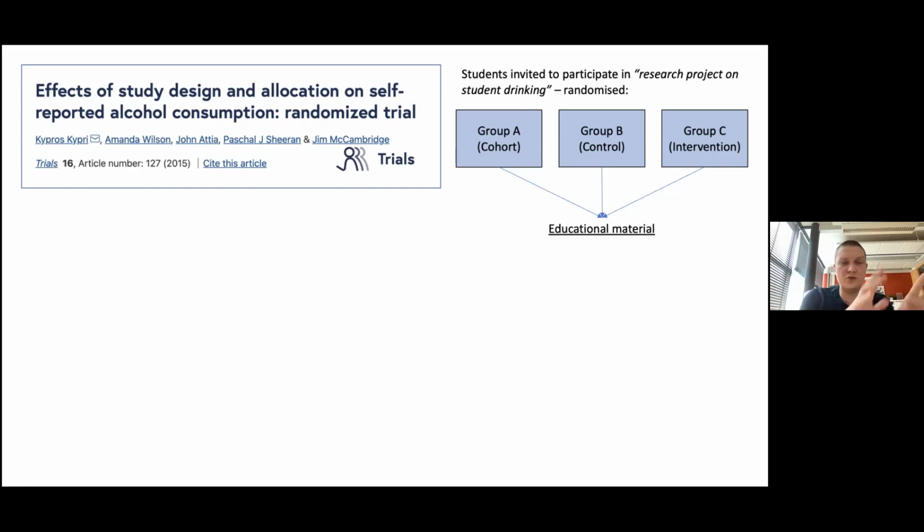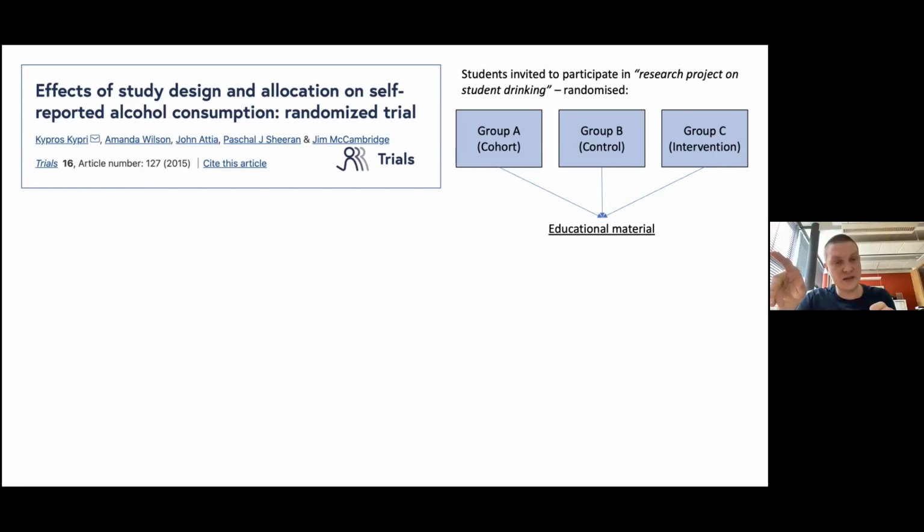They were randomized to group A, B, and C. In group A, they were told that this is a cohort study. So we're just measuring your consumption now, and at a later date, we want to measure it again. So it's just sort of a longitudinal cohort study. We're following a group of students over time. In group B, they were told that this is an intervention study. This is a trial. You've been randomized to receive the control. Another group of students have been randomized to receive the intervention.